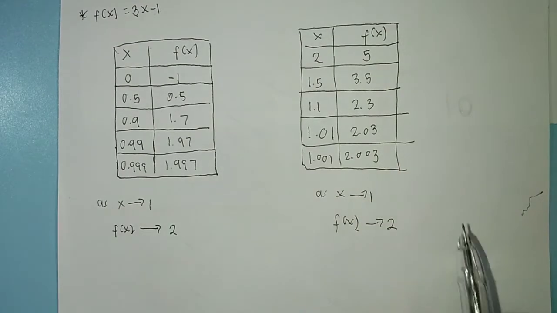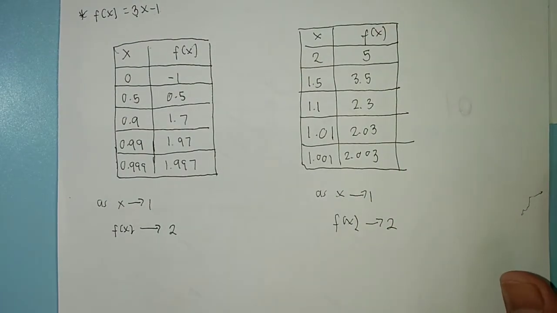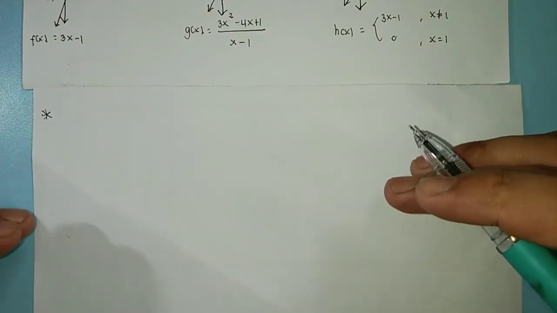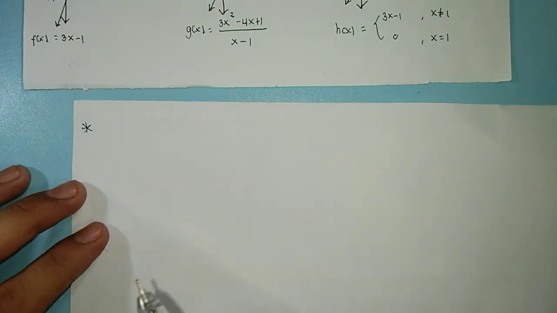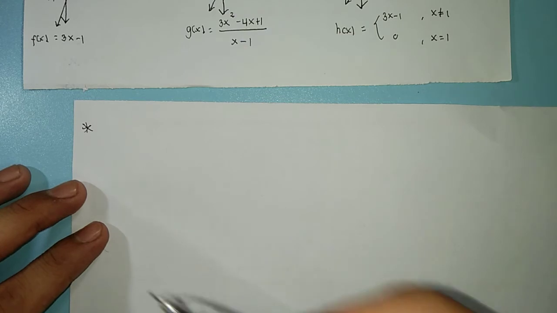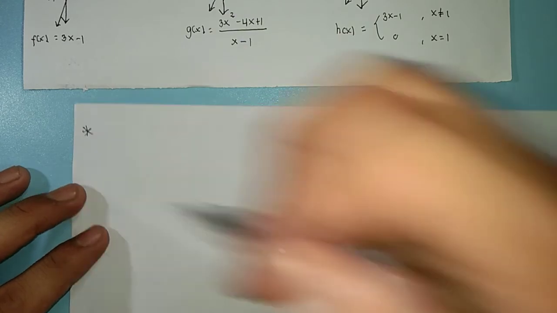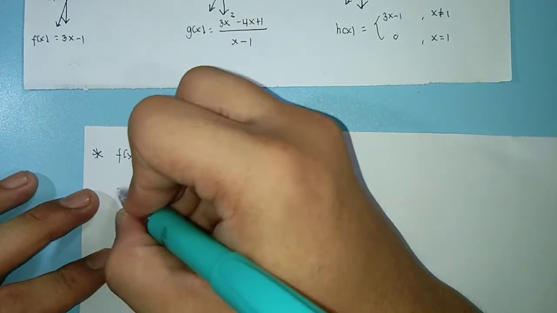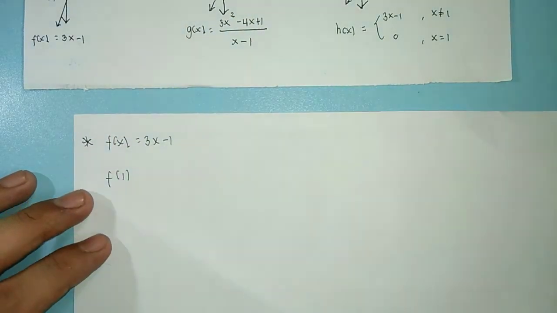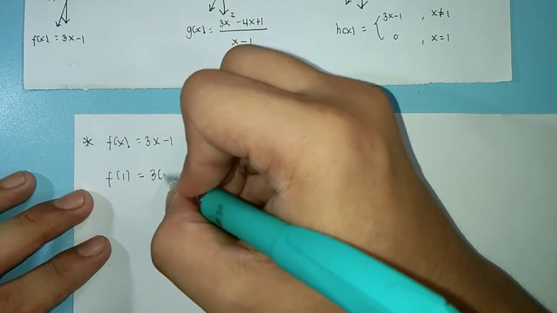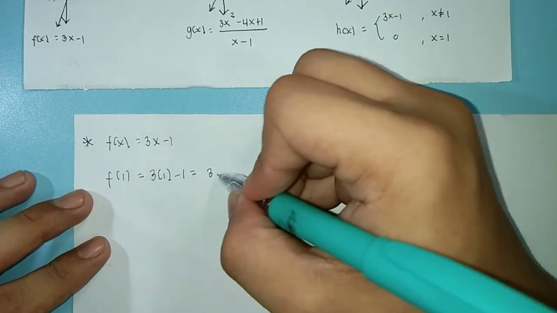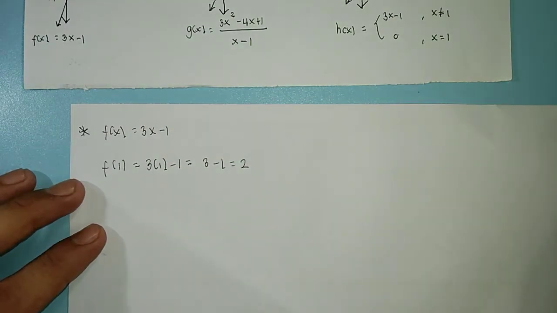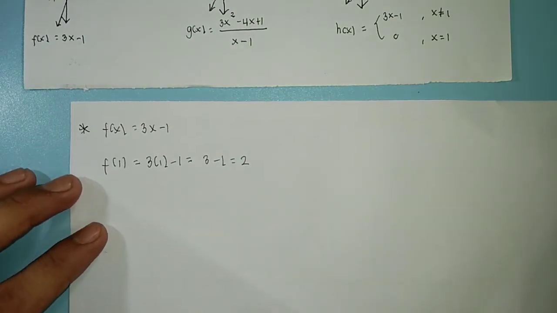Okay, so let's observe another function, yung g of x naman. Okay, so for another observation, itry nga natin yung value ng f of x if x is equal to 1. So again, yung f of x natin ay 3x minus 1. So itry natin yung f of 1. So f of 1 will be 3 times 1 minus 1, that is 3 minus 1, and that is 2. So yan yung value ng function f at x equals 1.